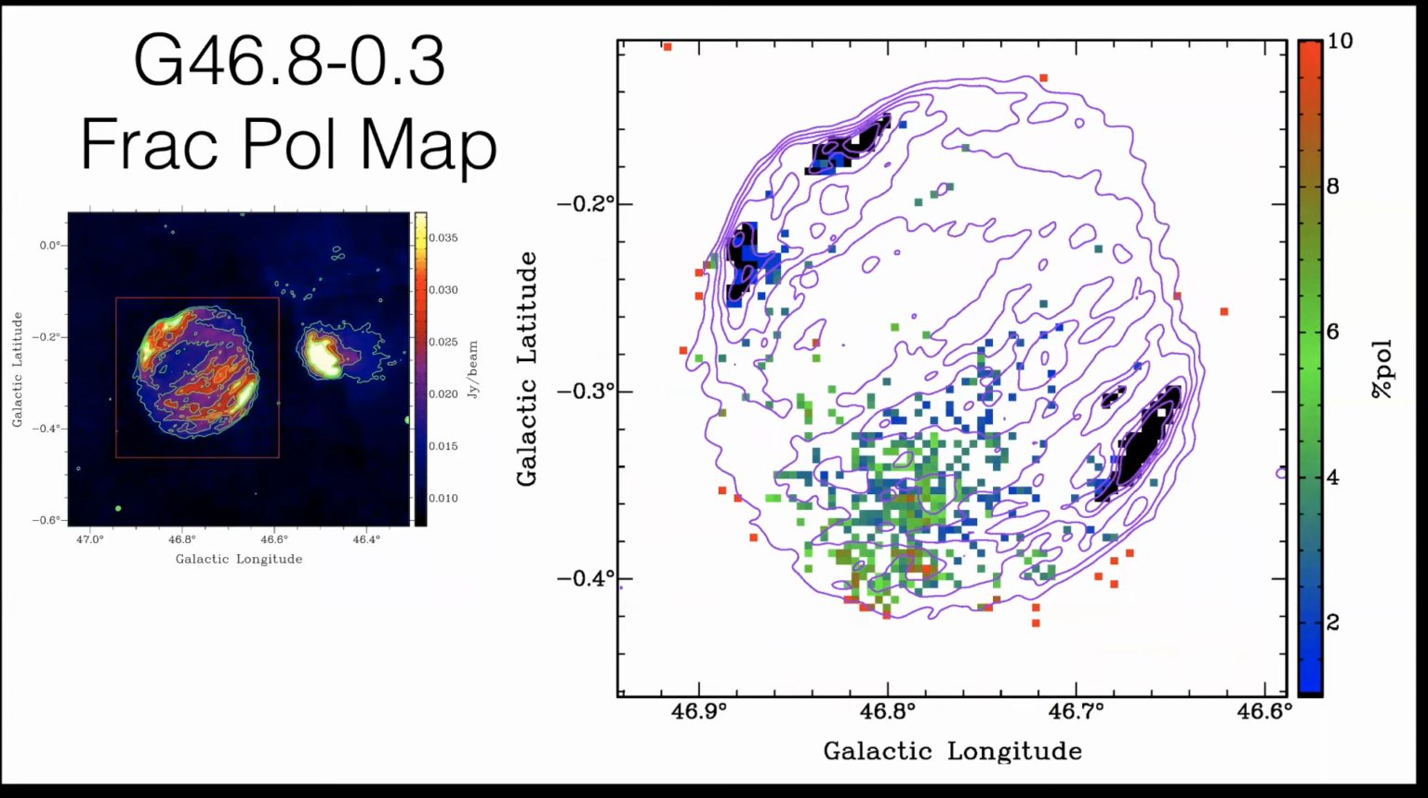Here I present the fractional polarization map of the supernova remnant, where the black pixels correspond to regions where we detect no polarization, but we derive an upper limit for polarization to be less than 1%. Since these subregions correspond to where the supernova remnant is the brightest, we propose that the lack of polarization indicates depolarization due to a turbulent magnetic field within the supernova remnant itself.